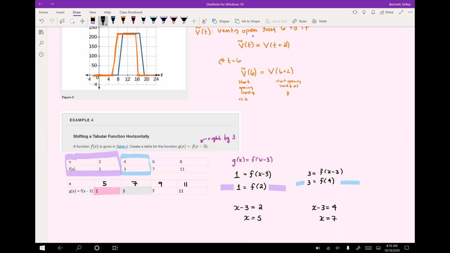And I 100% understand and sympathize that the horizontal shift feels opposite of what is true, right? You think, okay, if I'm doing x minus 3, why don't I just subtract 3 from these values? Well, the argument is here when we take g of x and f of x and compare what their arguments have to be. It's not that we're going to subtract 3 from 2, 4, 6, and 8. It's that x minus 3 has to equal 2, 4, 6, and 8. And that's a big difference.